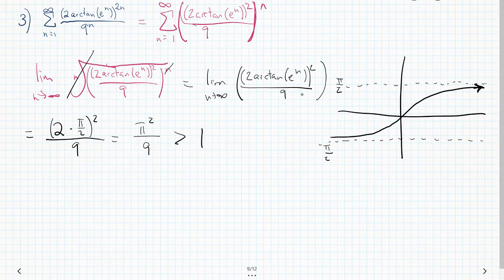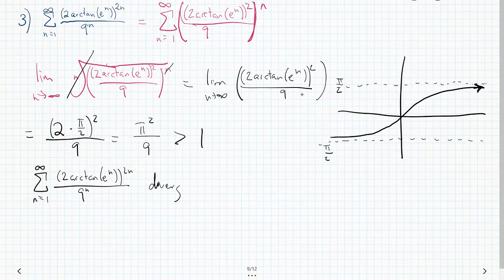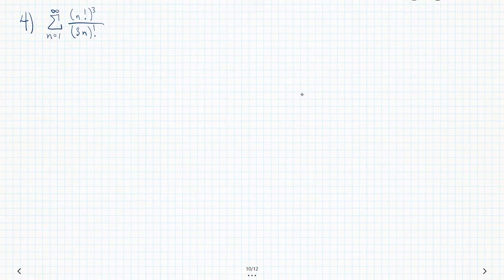So since it's greater than 1, that means this summation, n equals 1 to infinity of 2 arctan of e to the n raised to the 2n all over 9 to the n, diverges by the root test. So the root test came through in the clutch on that one. Okay, so now we have another one. When we see factorials and there's only factorials involved, this is probably screaming ratio test to us.